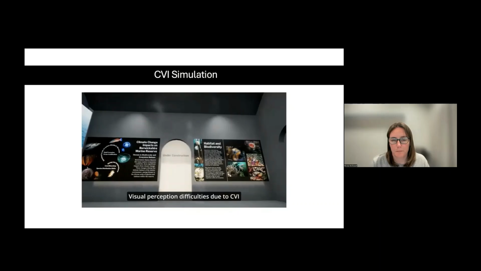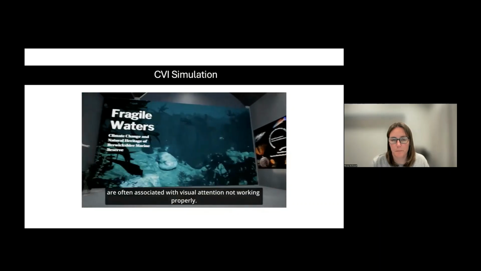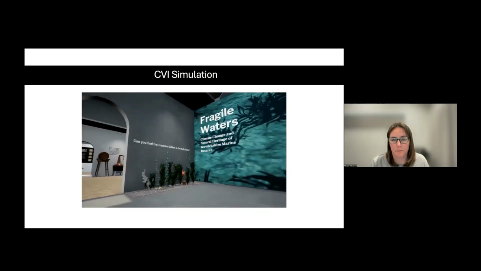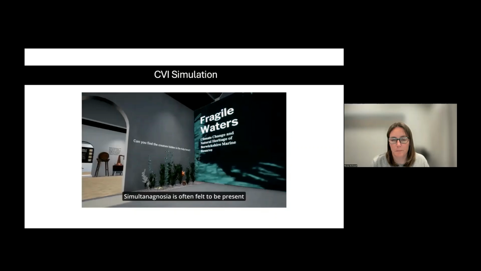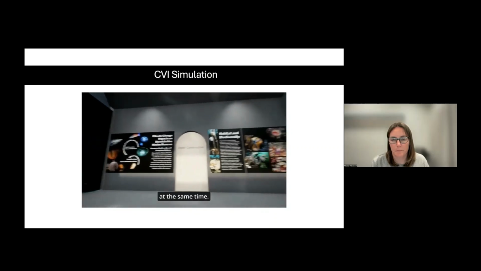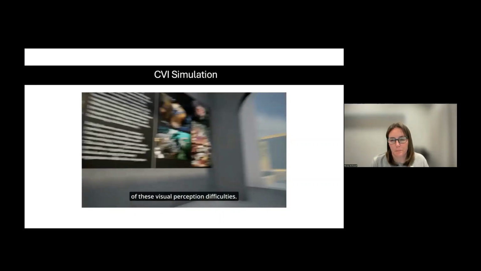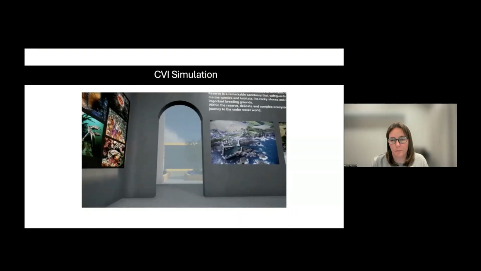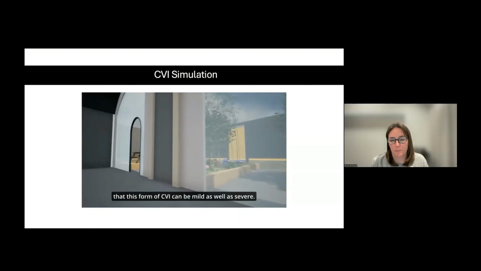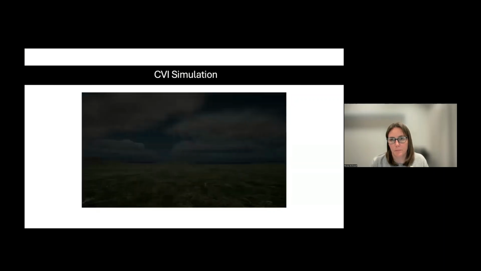Visual perception difficulties due to CVI are often associated with visual attention not working properly. This is called simultaneous agnosia. Simultaneous agnosia is often felt to be present if someone finds it hard to see one or two things in a scene at the same time. That is, however, only one outcome of these visual perception difficulties. We are learning that there are more ways that this can become manifest, and that this form of CVI can be mild as well as severe.